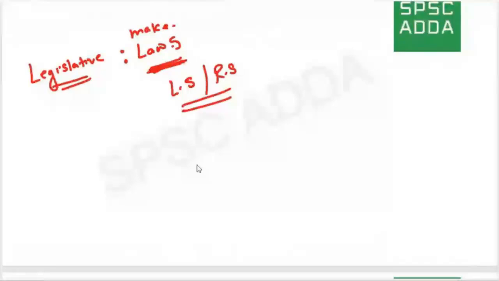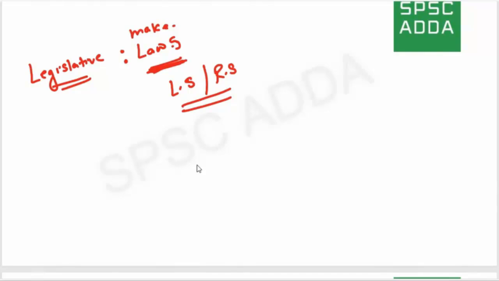See, both have their own powers. In some matters, Lok Sabha is powerful. For example, in case of a money bill, Lok Sabha is powerful. In case of some other matters, Rajya Sabha is powerful. So you cannot say that one is powerful over the other. In some matters, Lok Sabha is powerful, and in some matters, Rajya Sabha is powerful. You cannot clearly keep one above the other.